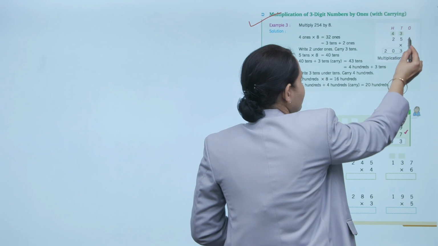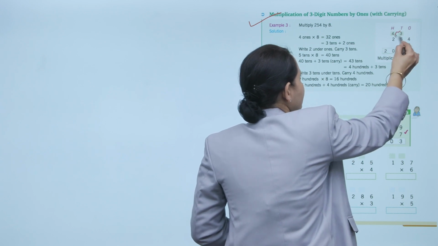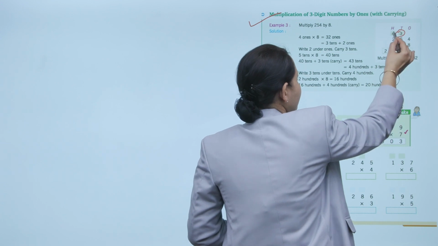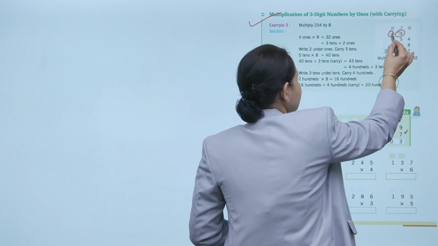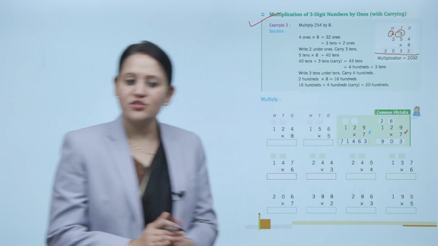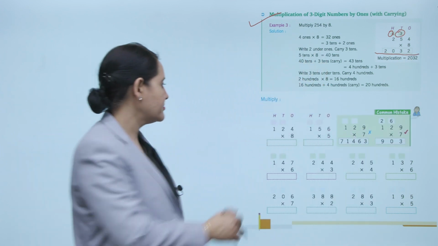So we have to multiply 254 by 8. Start from ones, 8 times 4 is 32, write 2 here, 3 carry over. 5 times 8 is 40 plus 3, 43, write 3, 4 carry over, 8 times 2 is 16 plus 4, 20. So the answer is 2032. Next, multiply.